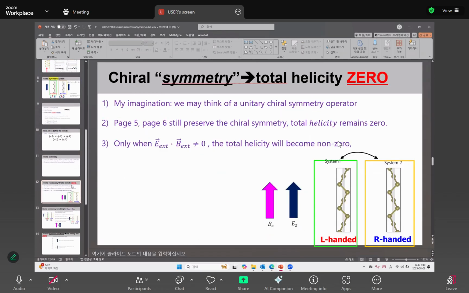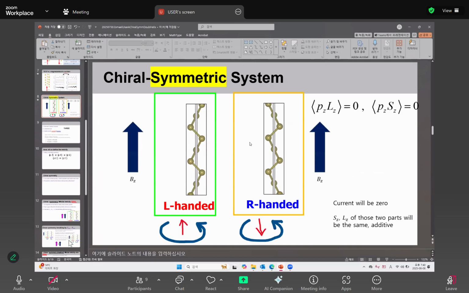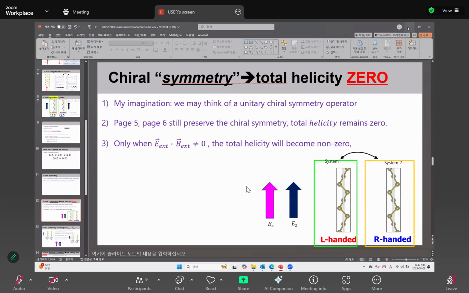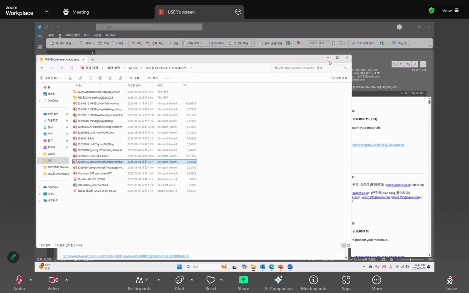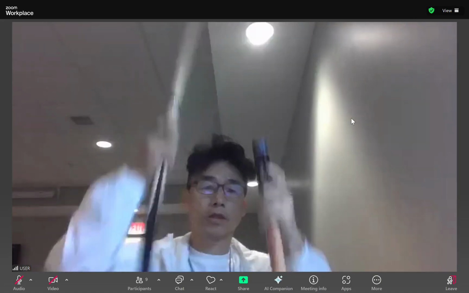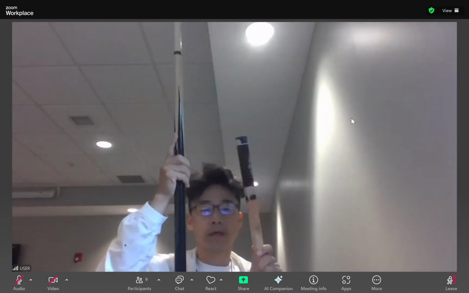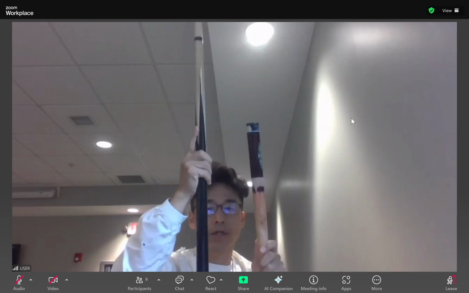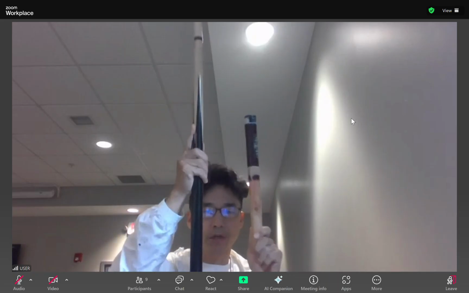Now let's calculate the chiral symmetric system, two wires. Please look at me, this one. Left chiral wire, right chiral wire. This is a chiral symmetric system.